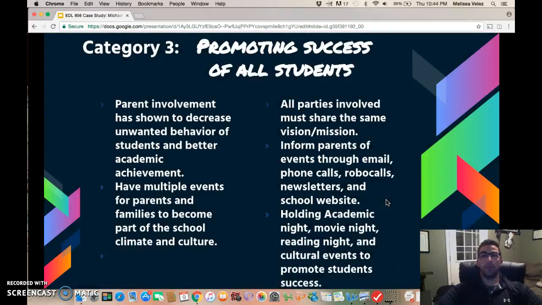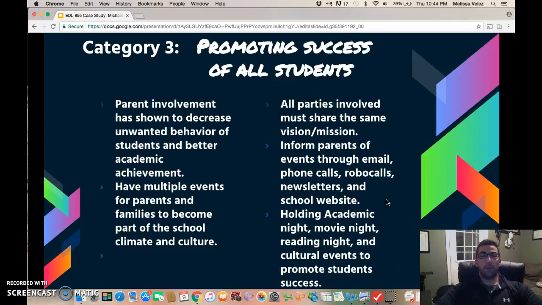Category 3, promoting success of all students. One of the things we need to do is recognize that parent involvement has shown to decrease unwanted behavior of students and better the academic achievement. Another way we can promote success of all students is to have multiple events for parents and families to become a part of the school climate and culture.